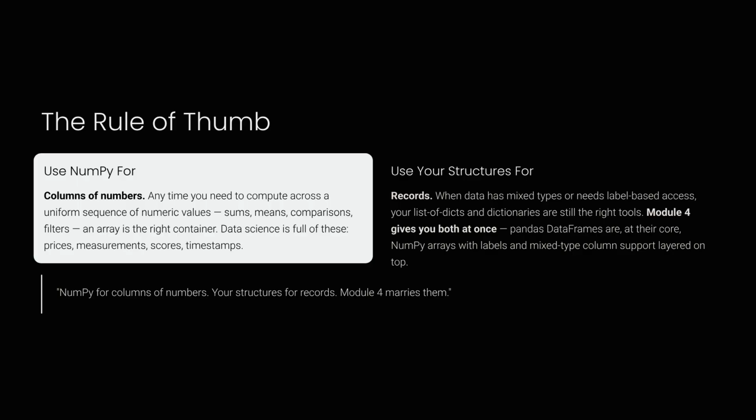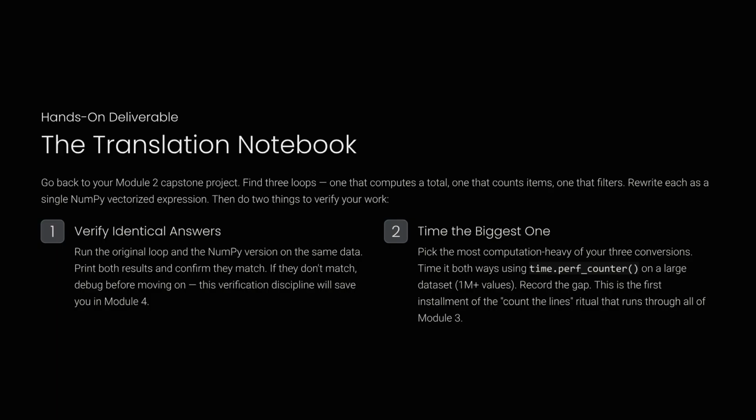The rule of thumb is simple. Use NumPy for columns of numbers and your custom structures for records. Module 4 will eventually show you how to combine them. For your capstone deliverable, rewrite your loops into vectorized expressions. Verify they return the same results, then time them to see the speed gains firsthand.